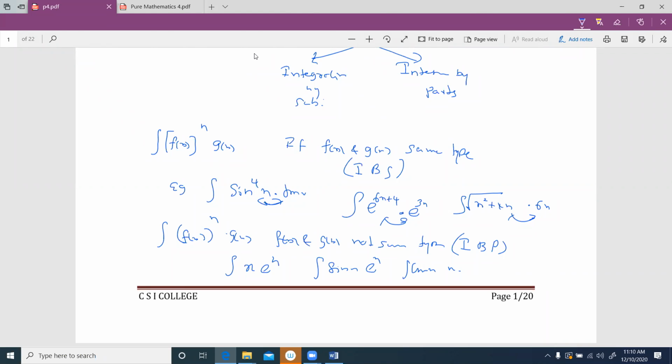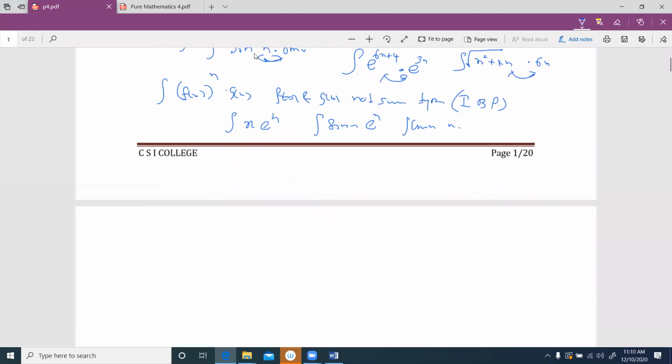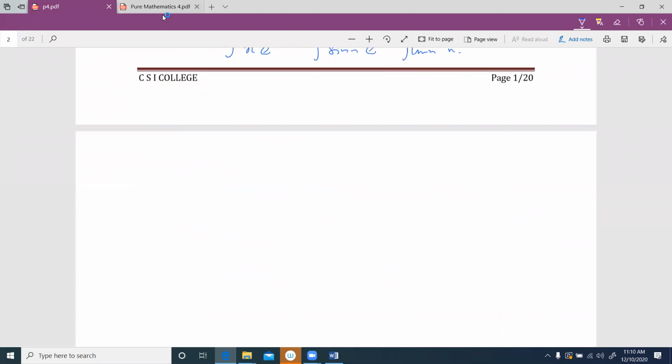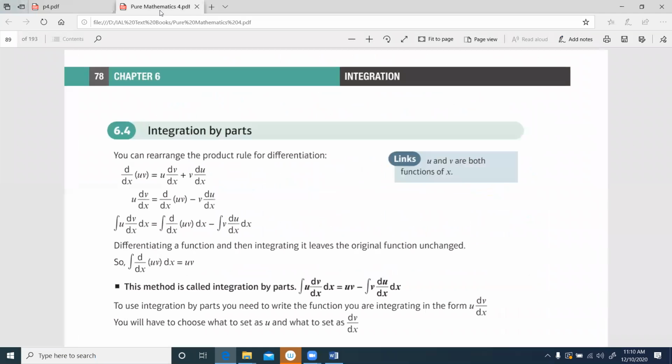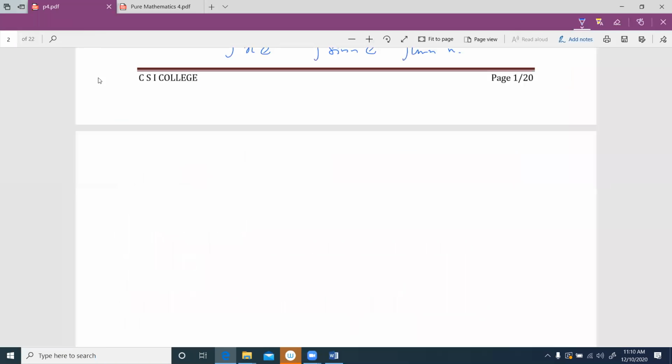So we'll go ahead with certain questions and see how to do that kind of question. We'll start with the first example. What is the base for this integration by parts? We are learning about IBP, integration by parts. The basic idea is a theory for that.